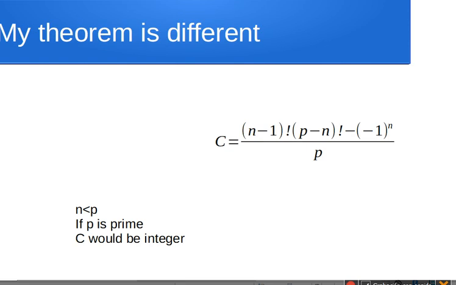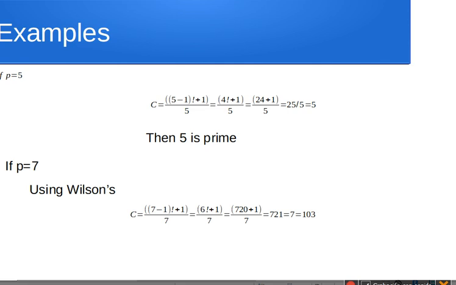My theorem is different. Now we are going to use two different numbers, and we assume that P is prime and N is an integer lower than P. Using these equations, if P is prime, C will be an integer. We are going to see some examples.